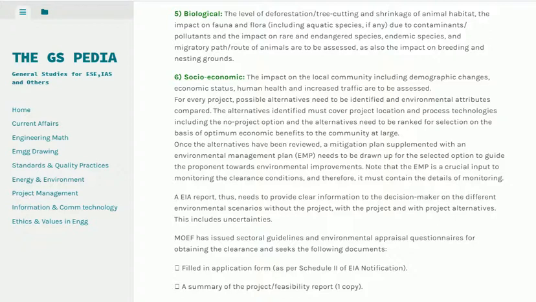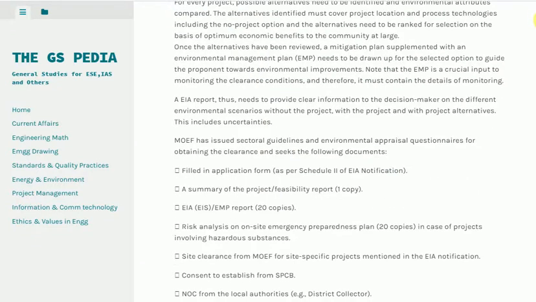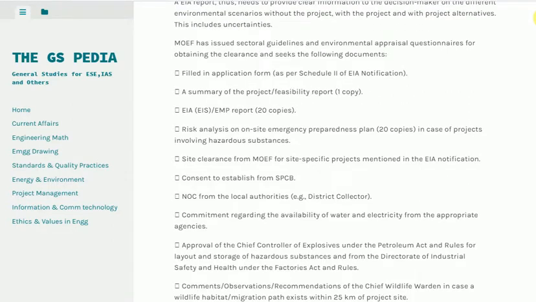MEF has issued sectoral guidelines on environmental appraisal questionnaires for obtaining the clearance and seeks the following documents: filled in application form as per Schedule 2 of the notification; a summary of the project/feasibility report, 1 copy; EIA/EMP report, 20 copies; risk analysis and on-site emergency preparedness plan, 20 copies, in case of projects involving hazardous substances; site clearance from MEF for site-specific projects mentioned in the notification; consent to establish from SPCB; NOC from the local authorities, for example the district collector; commitment regarding the availability of water and electricity from the appropriate agencies.